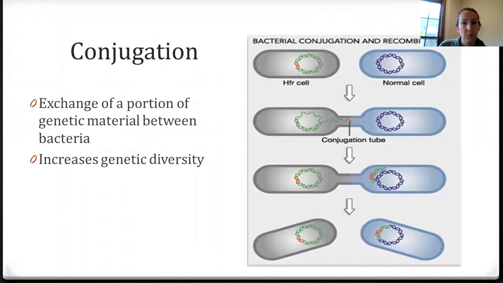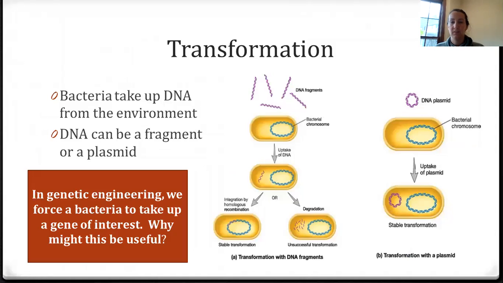Okay, so moving on. As you go, I'm assuming that you're going to need to hit pause, especially some of you slower writers, so that you can get everything written down. So at this point, we are on page 2. Transformation is when bacteria take up DNA from the environment, and the DNA can be a fragment or a plasmid. So fragments look like this, like what you imagine a fragment to be. A plasmid is more circular. And in genetic engineering, this is a type of transformation.